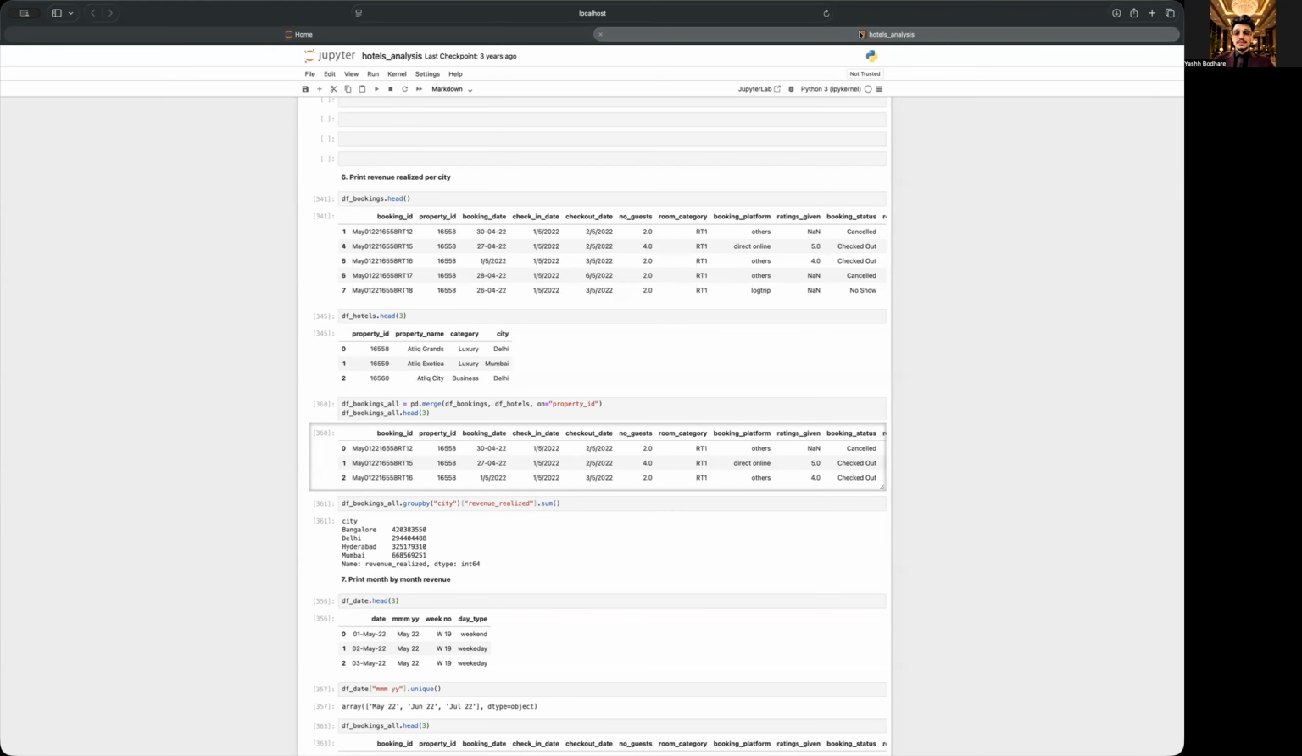Okay, so let's move to our sixth question. It's to print revenue realized per city. Now, how much revenue was actually realized by each city? This is an important question because occupancy tells us how well room capacity is being utilized, but management also needs to understand the actual financial contribution coming from each location.